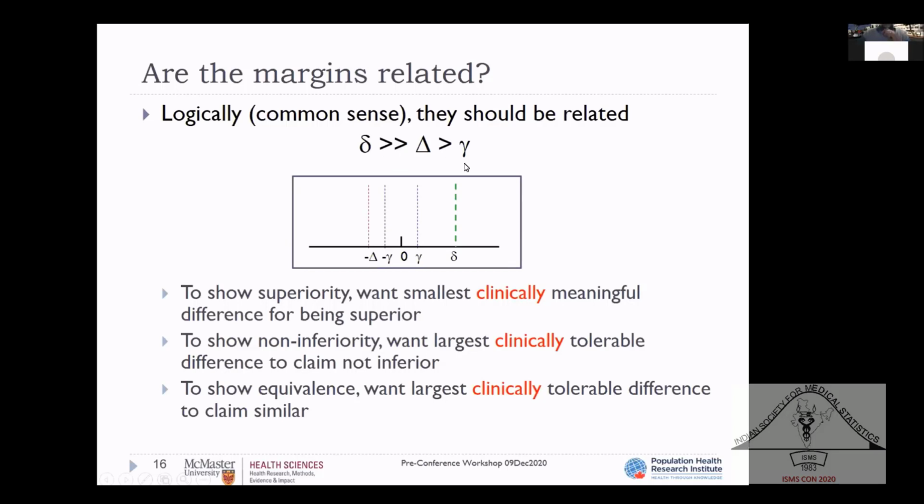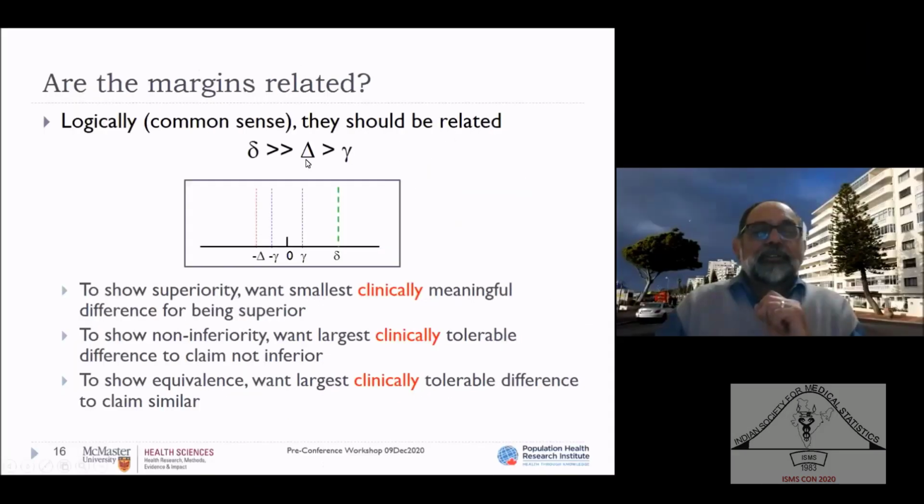Gamma was the margin for an equivalence trial, and delta is the margin for a non-inferiority trial. And yes, logically, these margins are related. For example, if I'm looking at differences, to show something is equivalent, they have to be very, very tightly close to each other. So therefore, gamma is usually very small. For non-inferiority, because you're doing one-sided, usually you'll tolerate something slightly bigger than gamma.